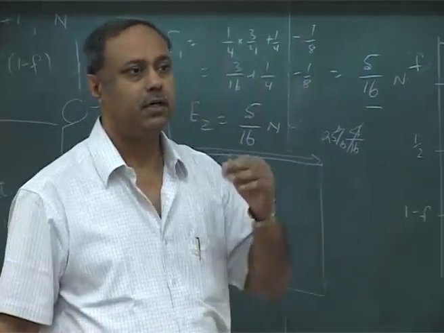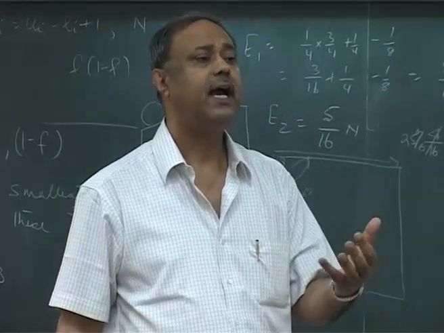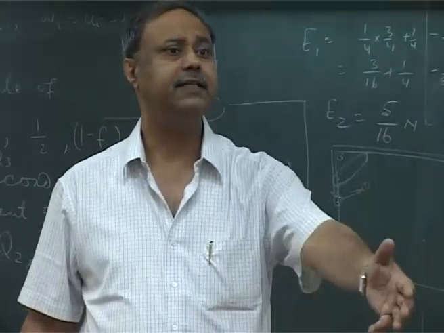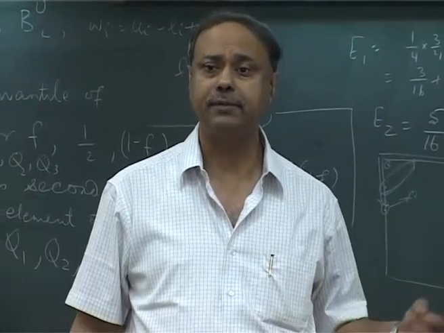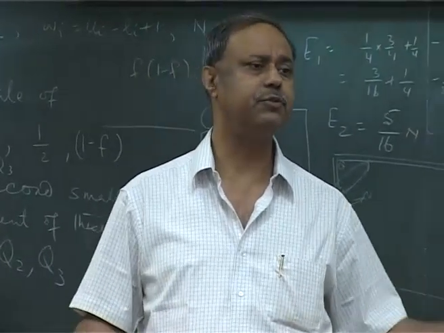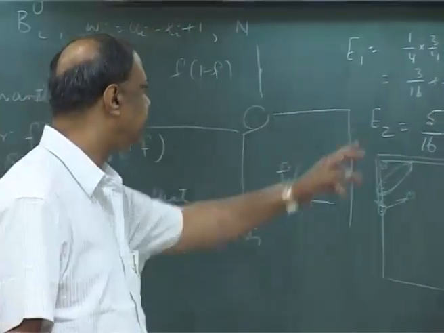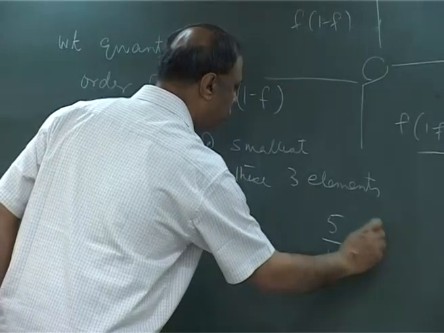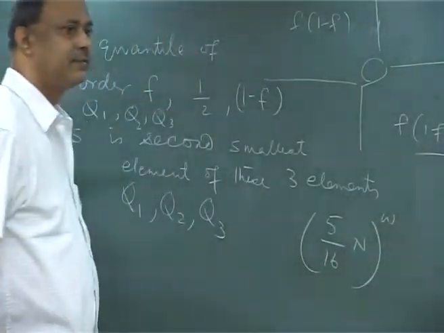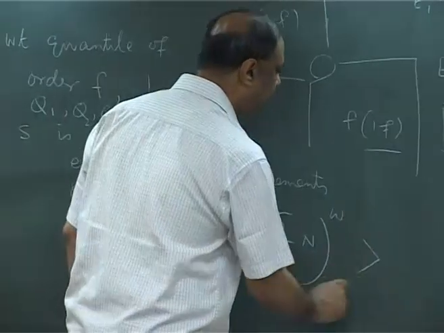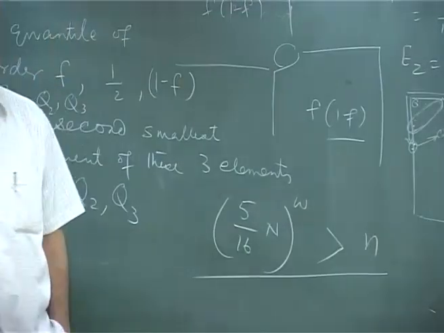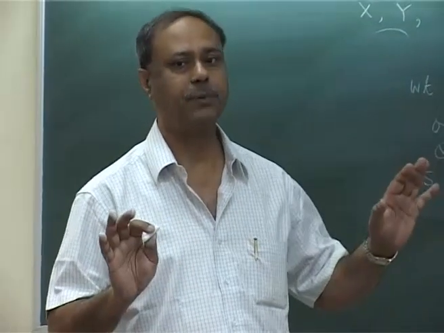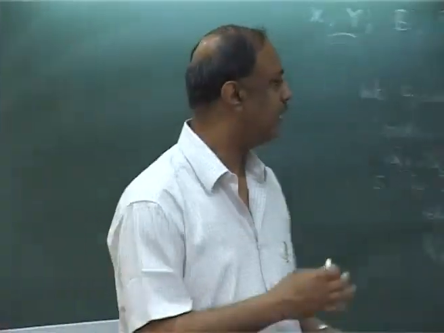zone. Now, if you have n elements and n processing elements, you just sort it and find the kth element, which takes order log n time. That is, we just sort it. Sorting takes log n time using n processors. So these iterations, 5 by 16 n to the power w, will be iterated till it is greater than n. If I find it is less than or equal to n, I stop. So w is the number of iterations.